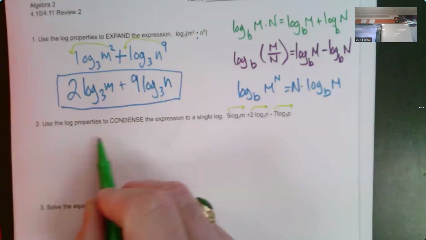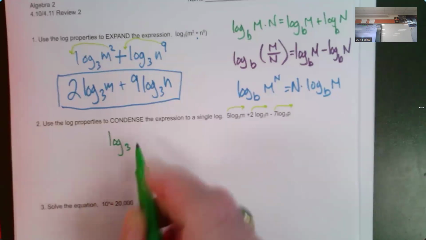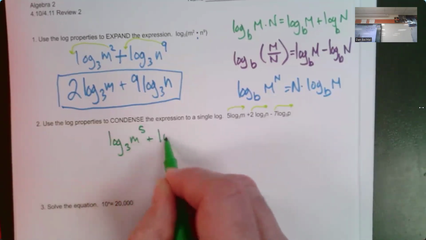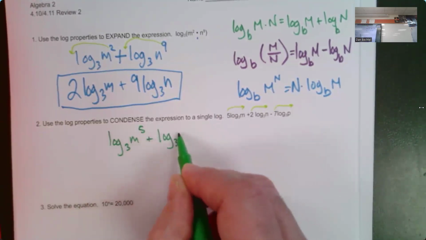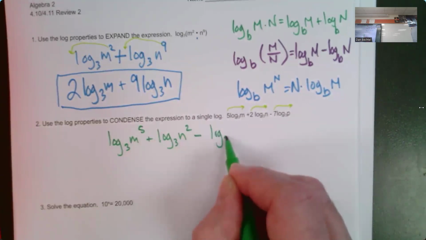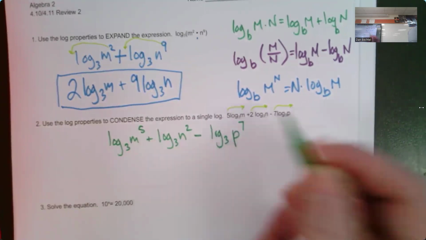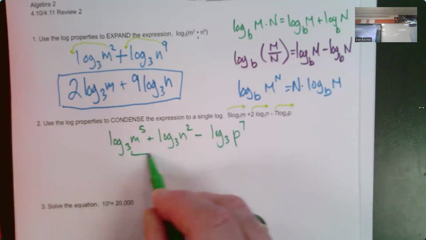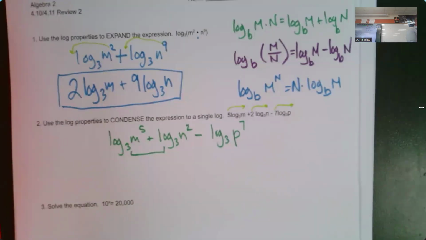So that is going to give us log base 3 of m to the 5th power plus log base 3 of n to the 2nd power minus log base 3 of p to the 7th power. So we've got all three of those now where they've got their exponents. So I don't have to worry about doing that anymore. Now I'm just combining them one at a time. So I take that first pair and combine it.